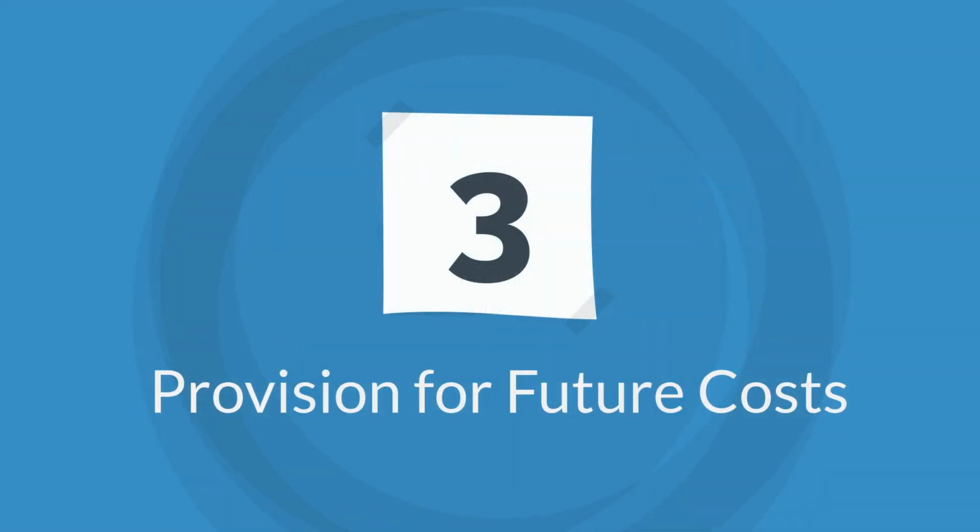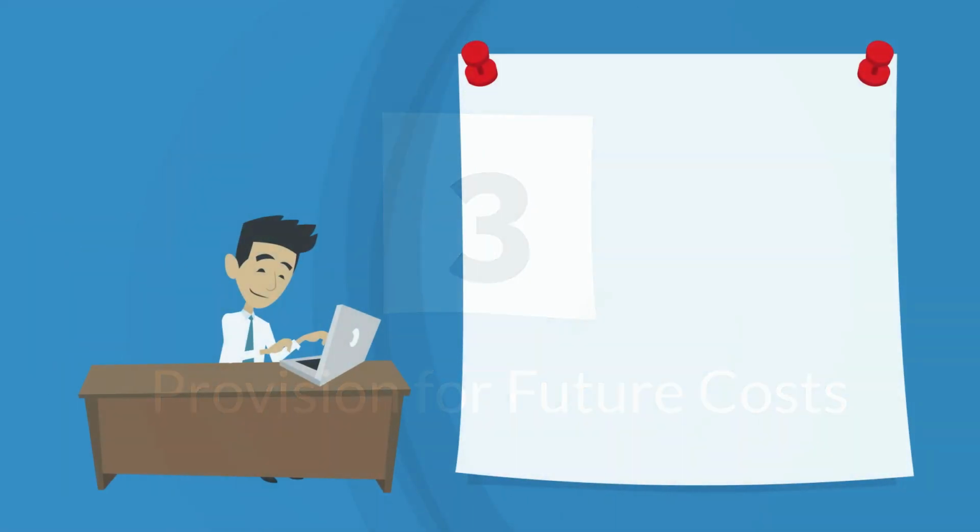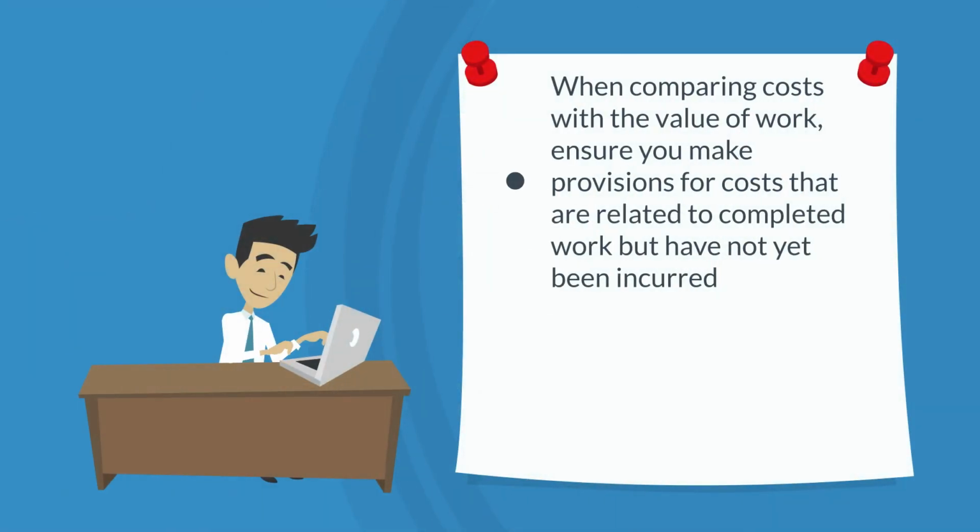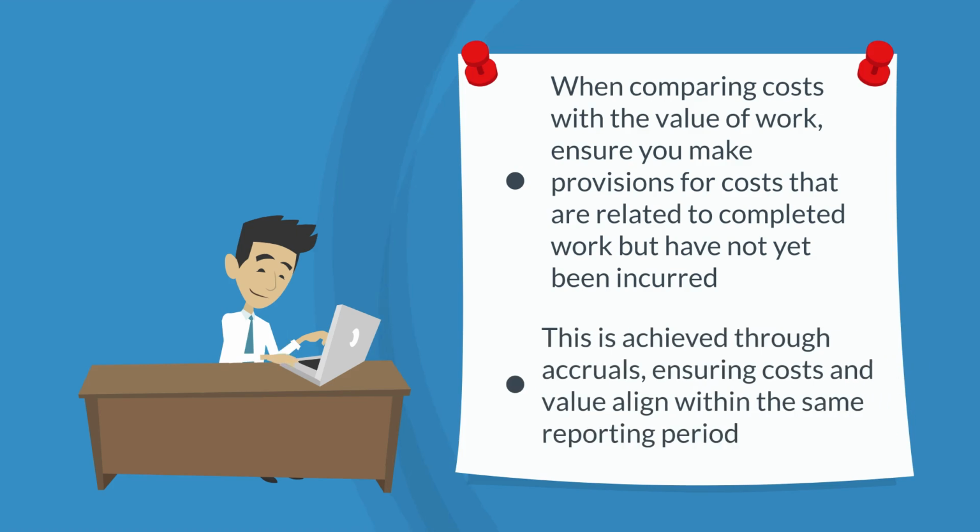Step 3. Provision for future cost. When comparing costs with the value of work, ensure you make provisions for costs that are related to completed work that have not yet been incurred. This is achieved through accruals, ensuring costs and value align within the same reporting period.